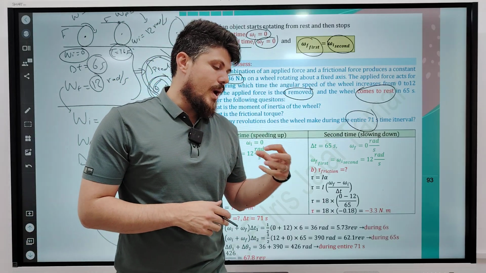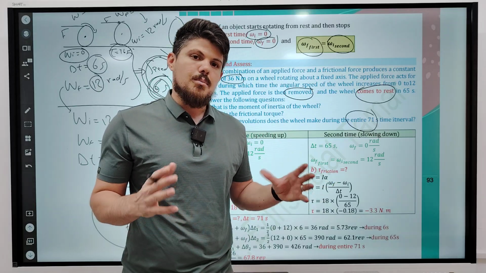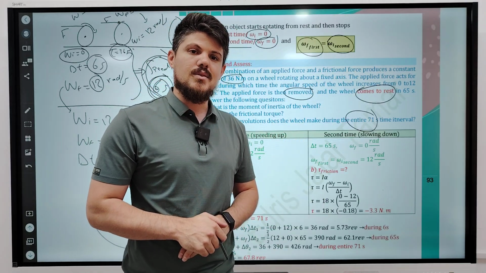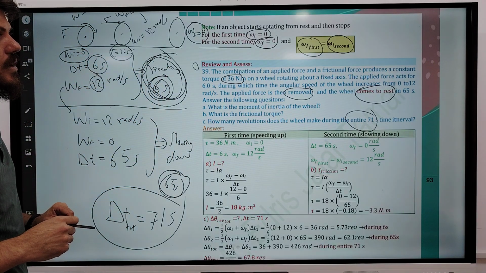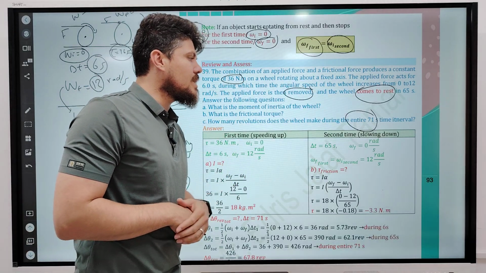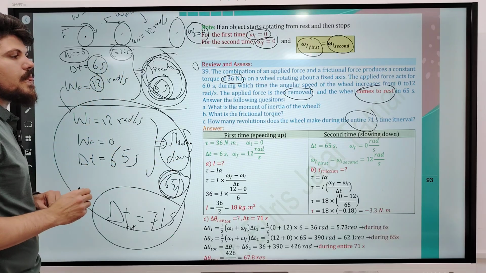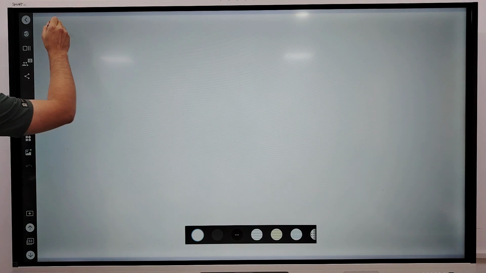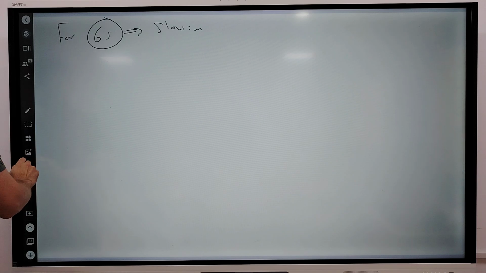So what do we mean by the entire 71 seconds? It means that we have to find the number of revolutions during the speeding up and during the slowing down, both of them. But if the question says how many revolutions does the wheel make during the first 6 seconds, we have to use only the values given for the speeding up. What about the revolutions during the 65 seconds? We have to use the given values for the slowing down. How? Look. In the first 6 seconds, the wheel is speeding up, not slowing down.